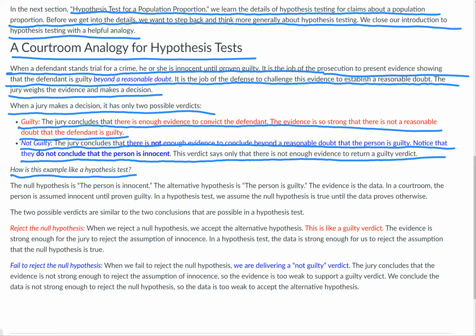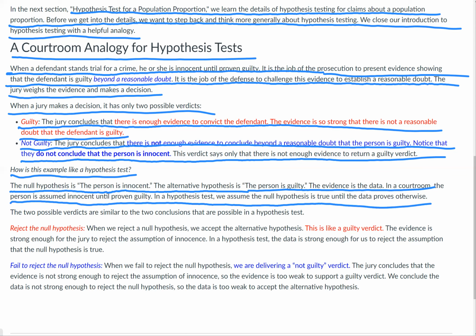How is this example like a hypothesis test? The null hypothesis is this person is innocent. The alternative hypothesis is this person is guilty. The evidence is the data. In a courtroom, the person is assumed innocent until proven guilty. In a hypothesis test, we assume the null hypothesis is true until the data proves otherwise.